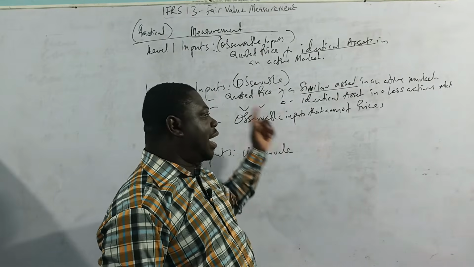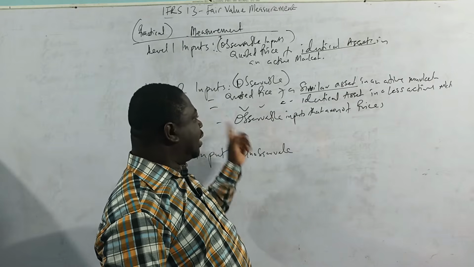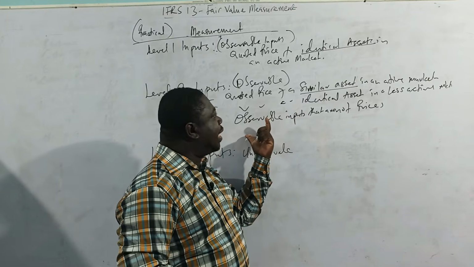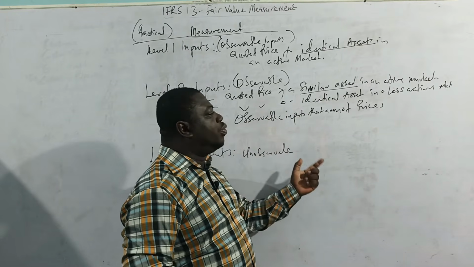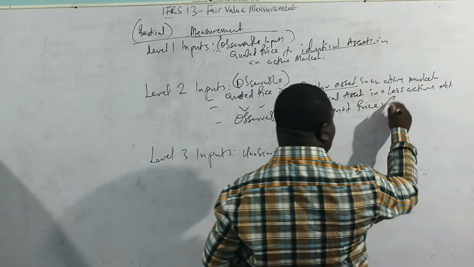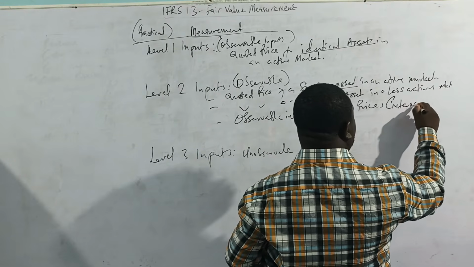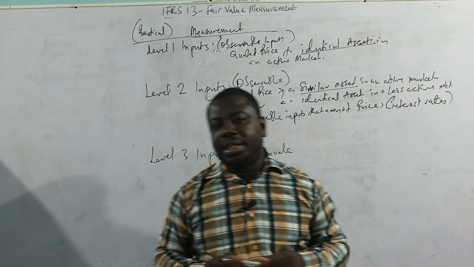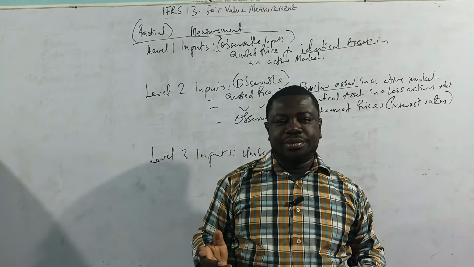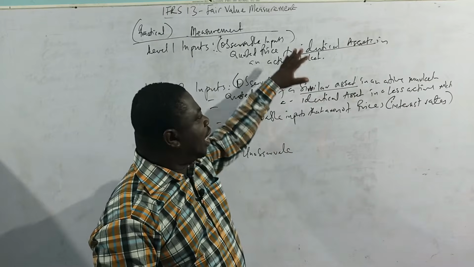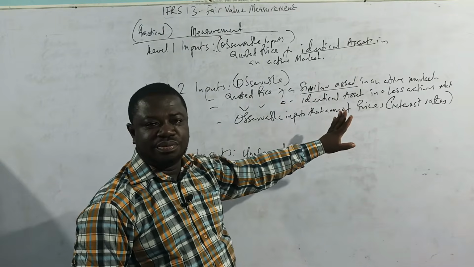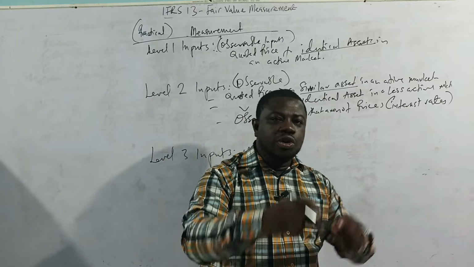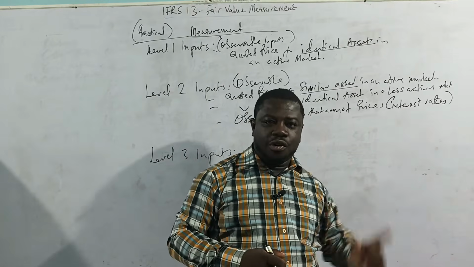The first time we are coming to something that is not price is the third point under the level 2 input: observable inputs that are not prices. For example, interest rates. Those also affect the price of a market asset or liability. So this is a level 1 input, and these are level 2 inputs. When the question comes, you'll be able to identify when to look at level 1 and level 2.